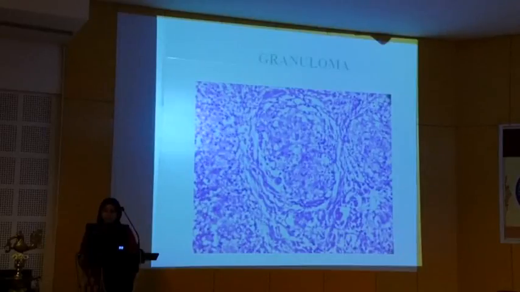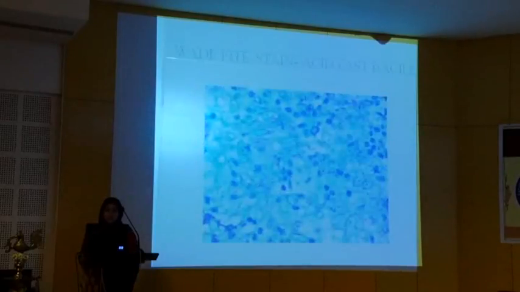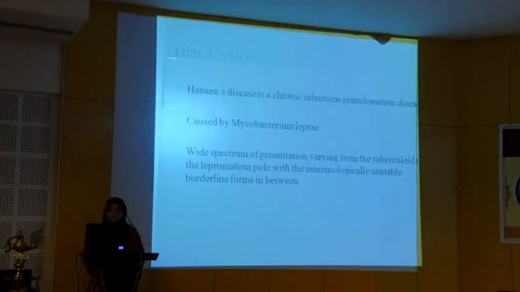and granulomas composed of lymphocytes and epithelioid histiocytes, and was suggestive of Hansen's disease borderline tuberculoid. Fite-Faraco stain showed acid-fast bacilli. Coming to the discussion, Hansen's disease is a chronic infectious granulomatous disease caused by Mycobacterium leprae.